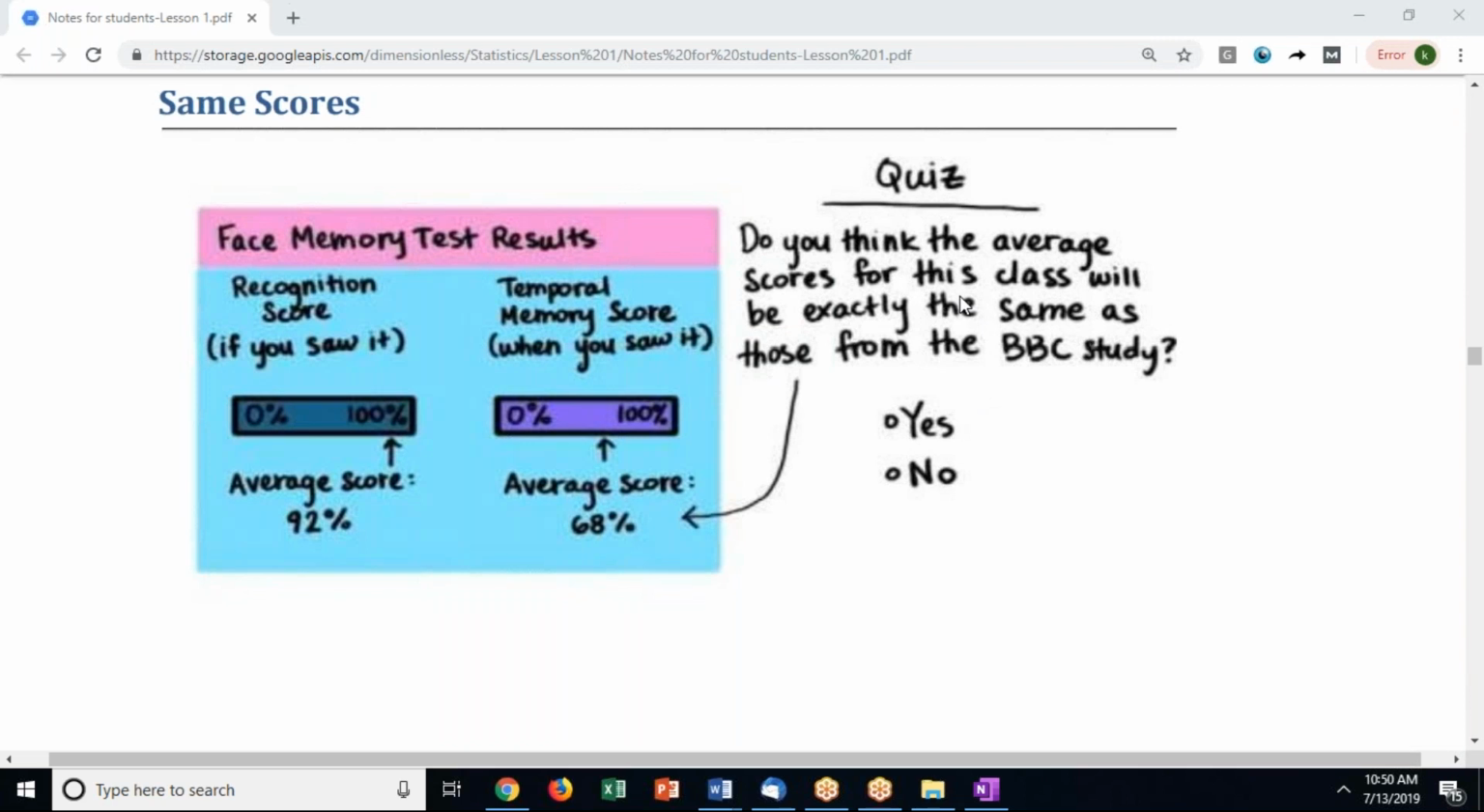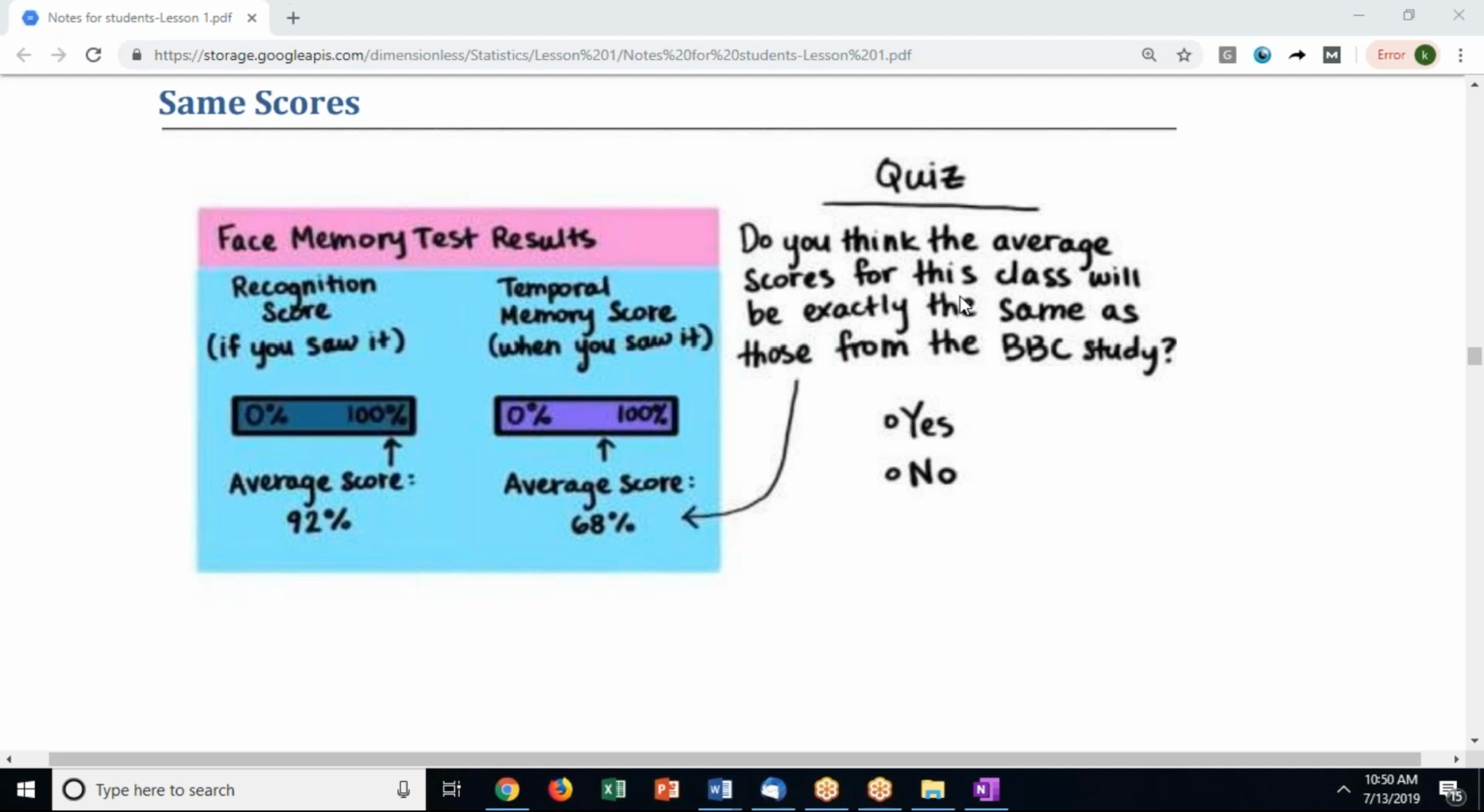I'm talking about this face memory test, right? I'm saying for the face memory test, the average recognition score is 92% and the average temporal score is 68%. Now I want to know this average recognition score or average temporal score is for what? For the population, right? Yes, this is for the population, right, everyone? If this is for the population, what would it mean? That all the people who would have taken the face memory test till date, this score is for those people, right?